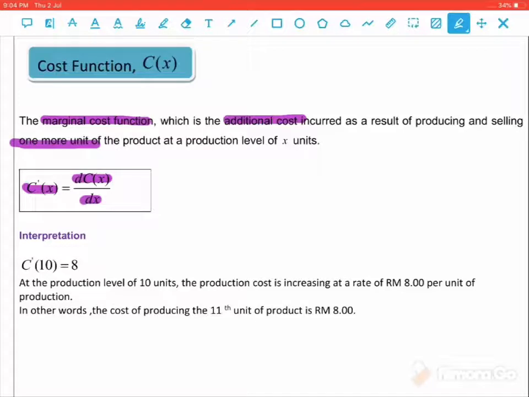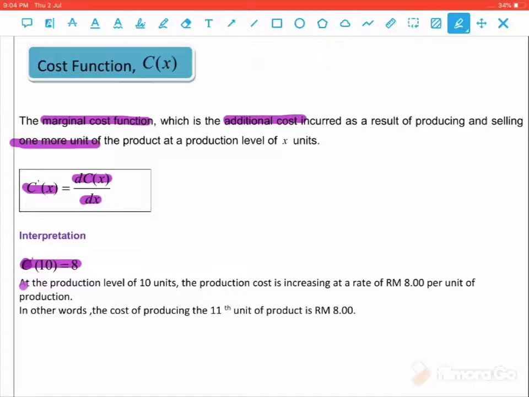Usually the question asks you to interpret the answer that you get. How do we interpret the marginal cost function? For example, if we get C prime (10) equal to 8, how are we going to interpret our answer?